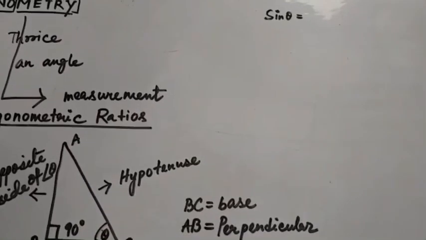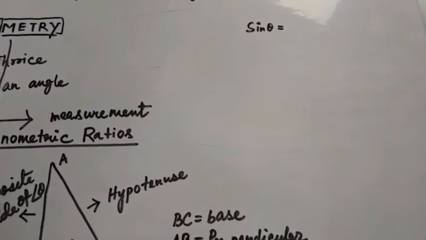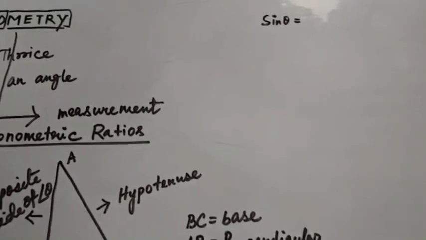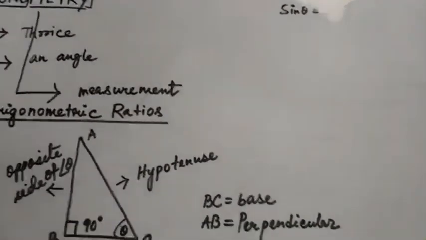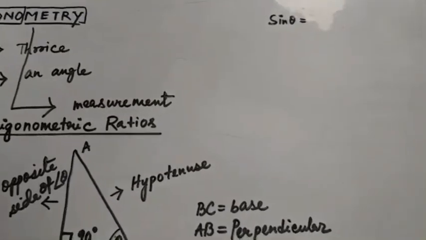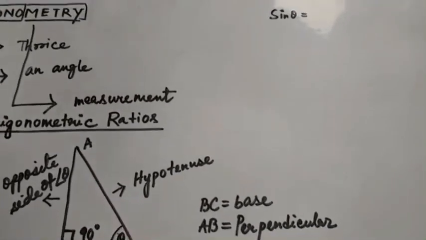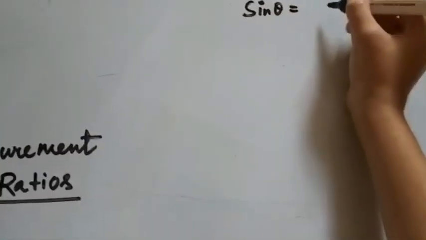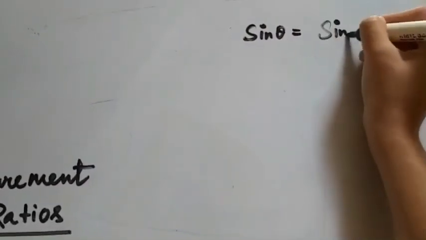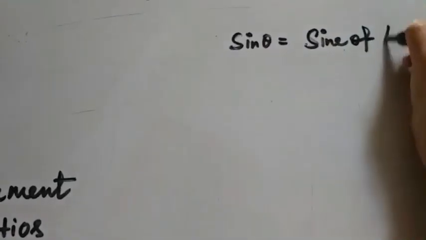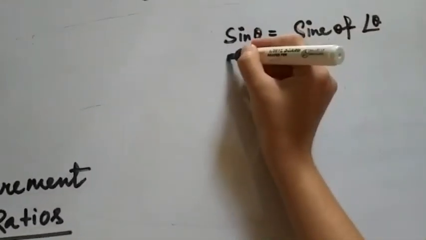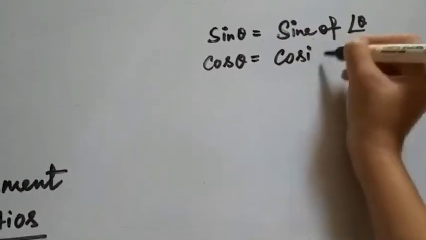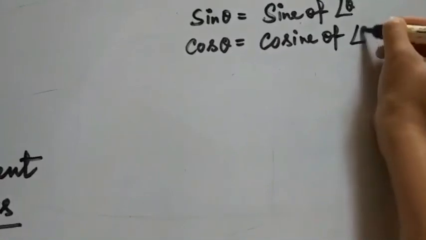So sin theta is not a product or multiplication. You might think that it is sin multiplied by theta. No, it's wrong. Sin theta is a whole function. Sin theta is a function only. It's not a multiplication. So sin theta means sine of angle theta. Similarly, cos theta means cosine of angle theta.